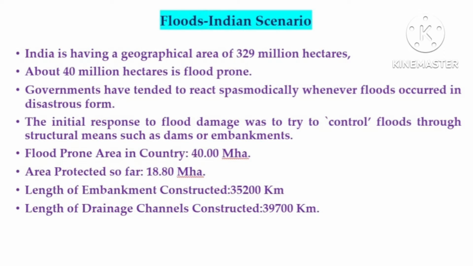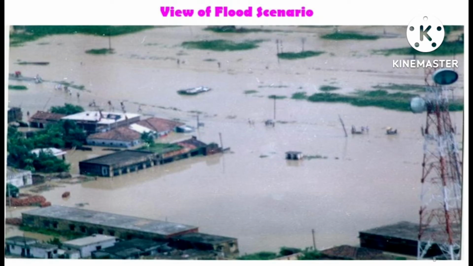Floods, Indian scenario. India has a geographical area of 329 million hectares. About 40 million hectares is flood prone. Area protected so far is 18.8 million hectares. Length of embankment constructed: 35,200 kilometers. Length of drainage channels constructed: 39,700 kilometers. View of flood scenario.